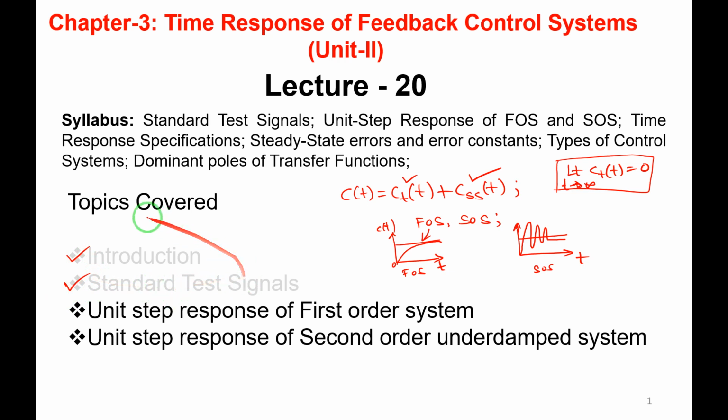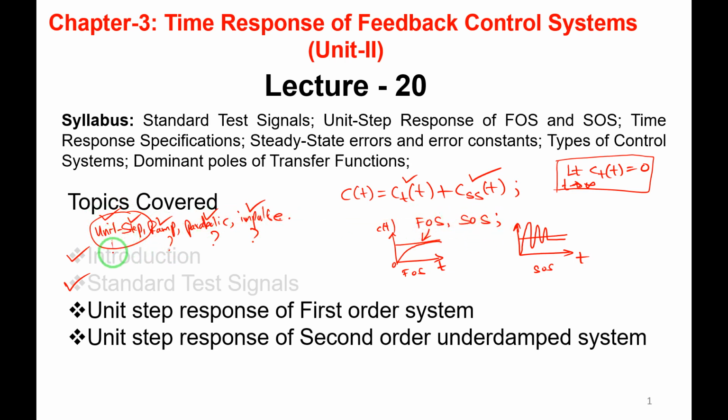Why are these standard test signals required? Such as the unit step signal, ramp signal, parabolic signal, and unit impulse. Why are we choosing these four as standard test signals? Because they are representative of the other signals existing in nature that we can apply to the input. We will concentrate only on the unit step, not on ramp, parabolic and impulse, because for the syllabus only the unit step response of first order and second order systems is there.